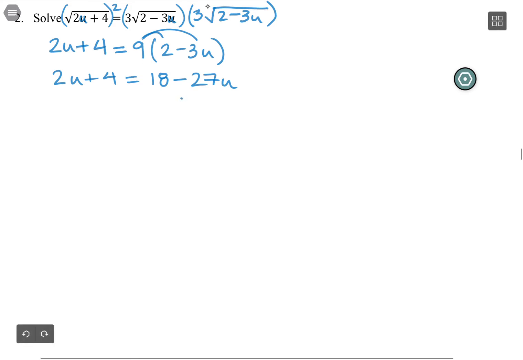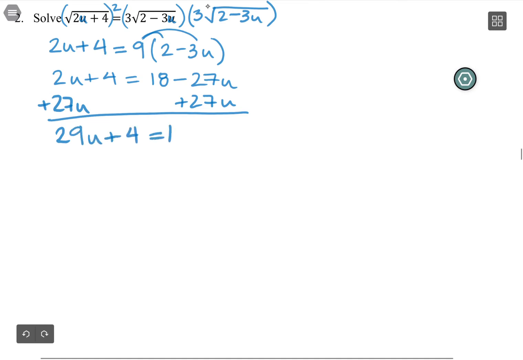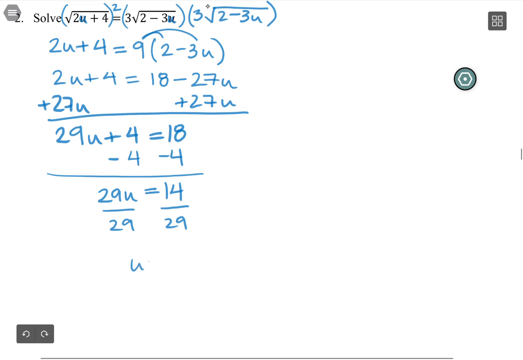I'm going to go ahead and move all the u's to the left-hand side. And I get 29u plus 4 equals 18. So now reverse order of operations. I multiply by 29 and add 4, so to reverse it, I will subtract 4. And I get 29u equals 14. And then I divide by 29, and I get u equals 14 over 29.